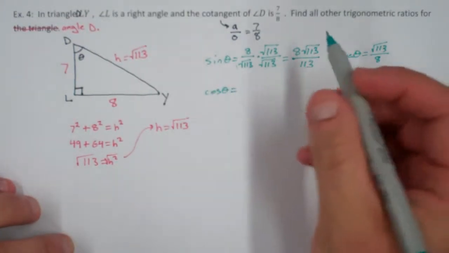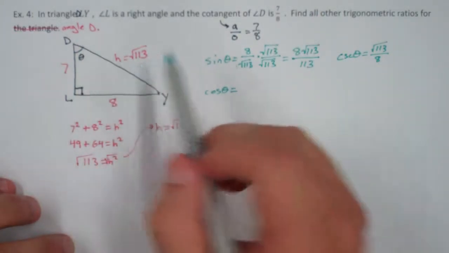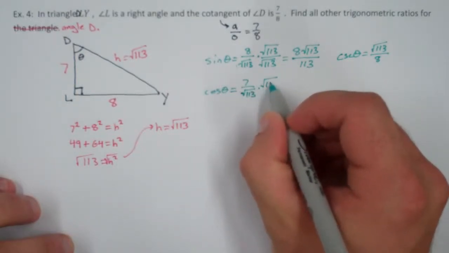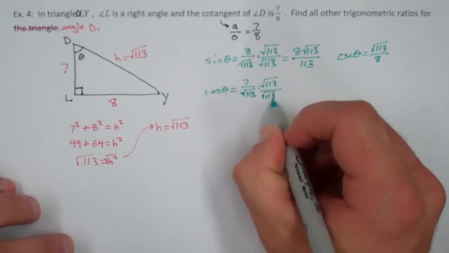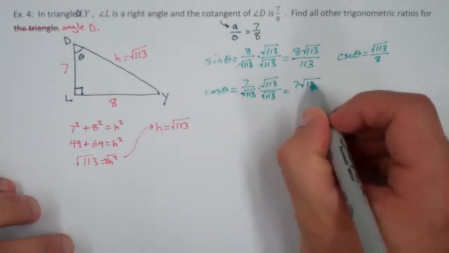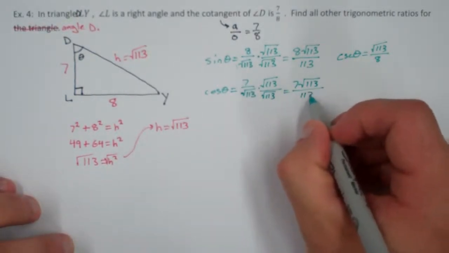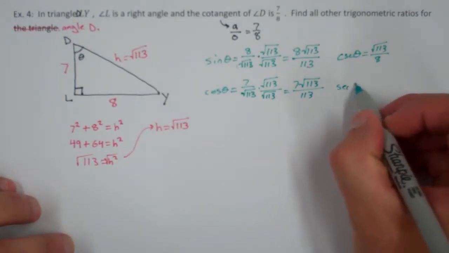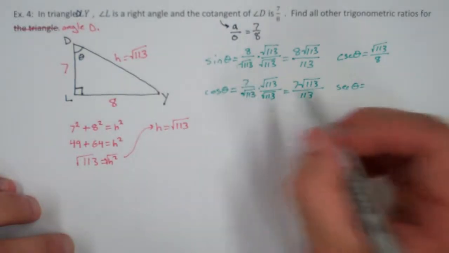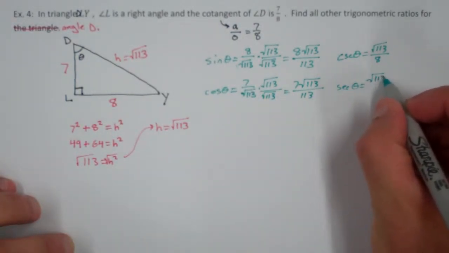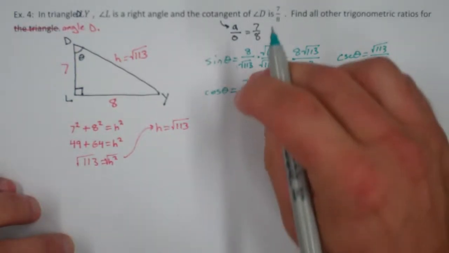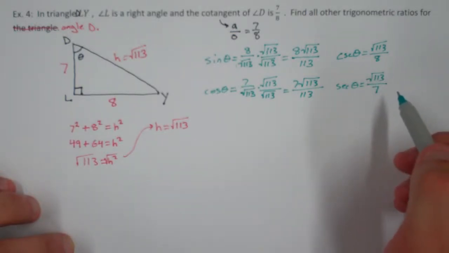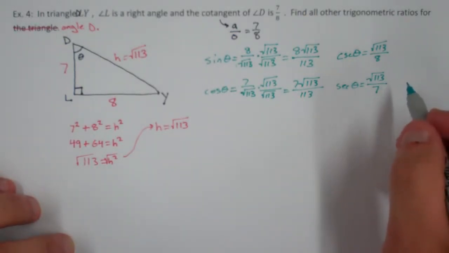The cosine is going to be adjacent, which is 7 over hypotenuse. So we could multiply by the square root of 113 over the square root of 113, and then rationalizing, we would get 113 here on the bottom. Same thing would apply here for the secant. It's useful to go back to just 7 over the square root of 113, and if we use our reciprocal relationship, we'll just take that fraction and flip it, and there you have the square root of 113 over 7. No need to rationalize that or anything.